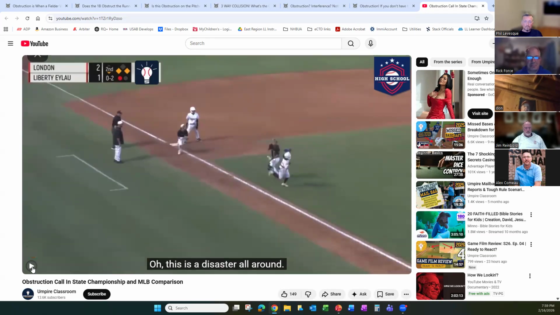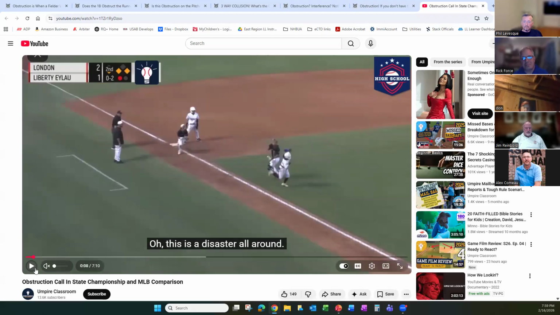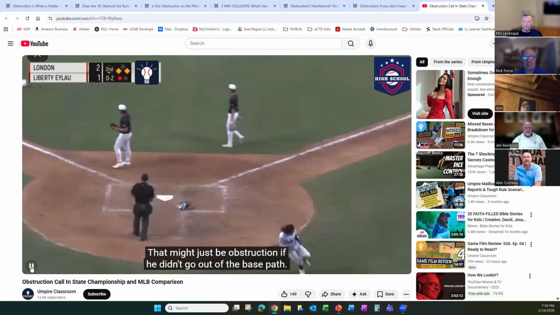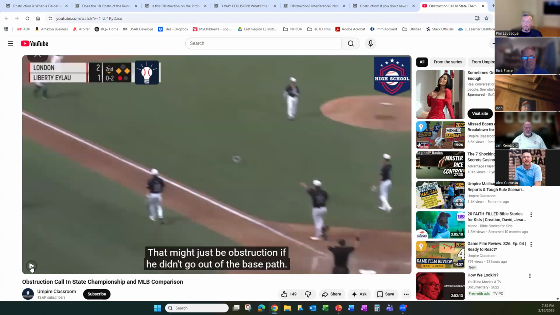I see that a lot in high school. So we have contact there, right? Yep. And he gets thrown out, and he's pointing back. He's calling the obstruction himself. What do we have there? Ejection.